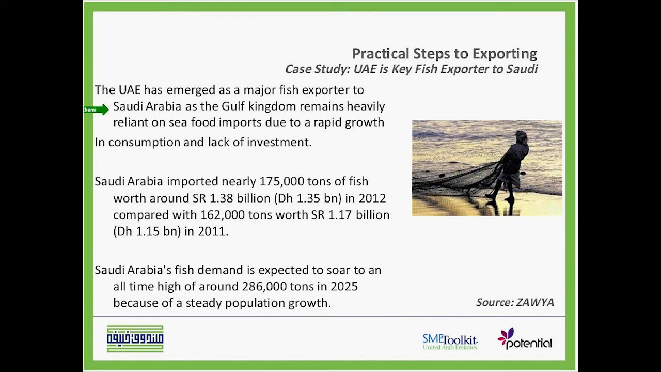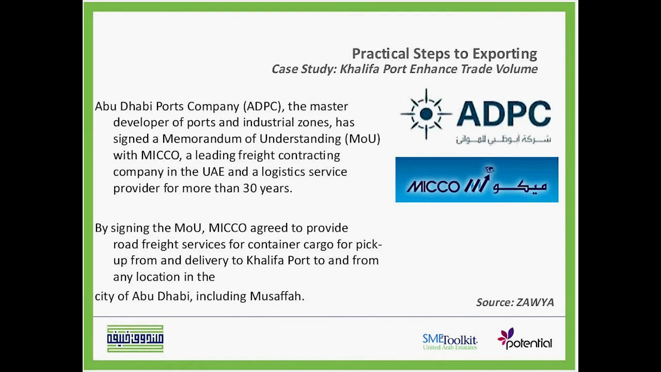So Saudi Arabia imported nearly 175,000 tons of fish worth around 1.38 billion Saudi riyal in 2012, compared with 162,000 tons in 2011. And the demand is obviously going to soar to an all-time high of around 286,000 tons in 2025 because of the steady population growth, and as we said before, because of consumption and the lack of investment.